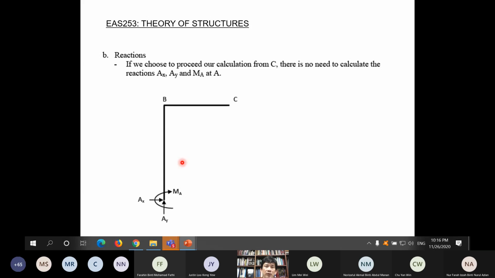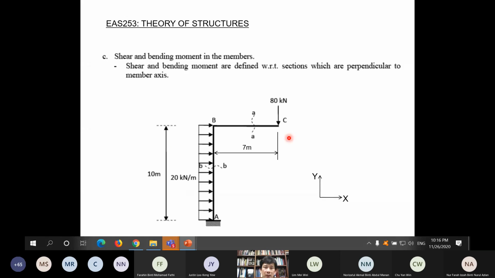Reactions. So the first step, as I mentioned, in most cases is to calculate reaction forces. But in this example, like a cantilever beam, you do not need to calculate reaction if you start from the free end here. So that is the option that we adopt. We do not calculate the reaction force. We start from the free end. Here we need to cut twice, this member at least once, and this member at least once. Then we proceed from C.